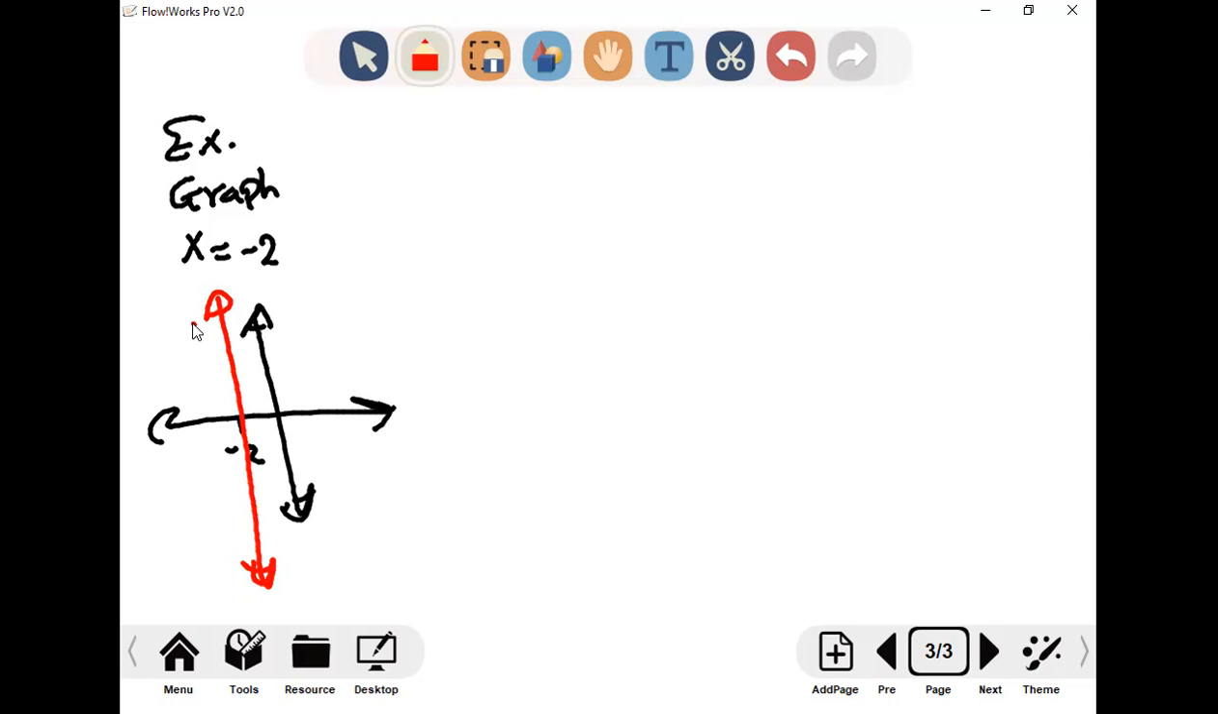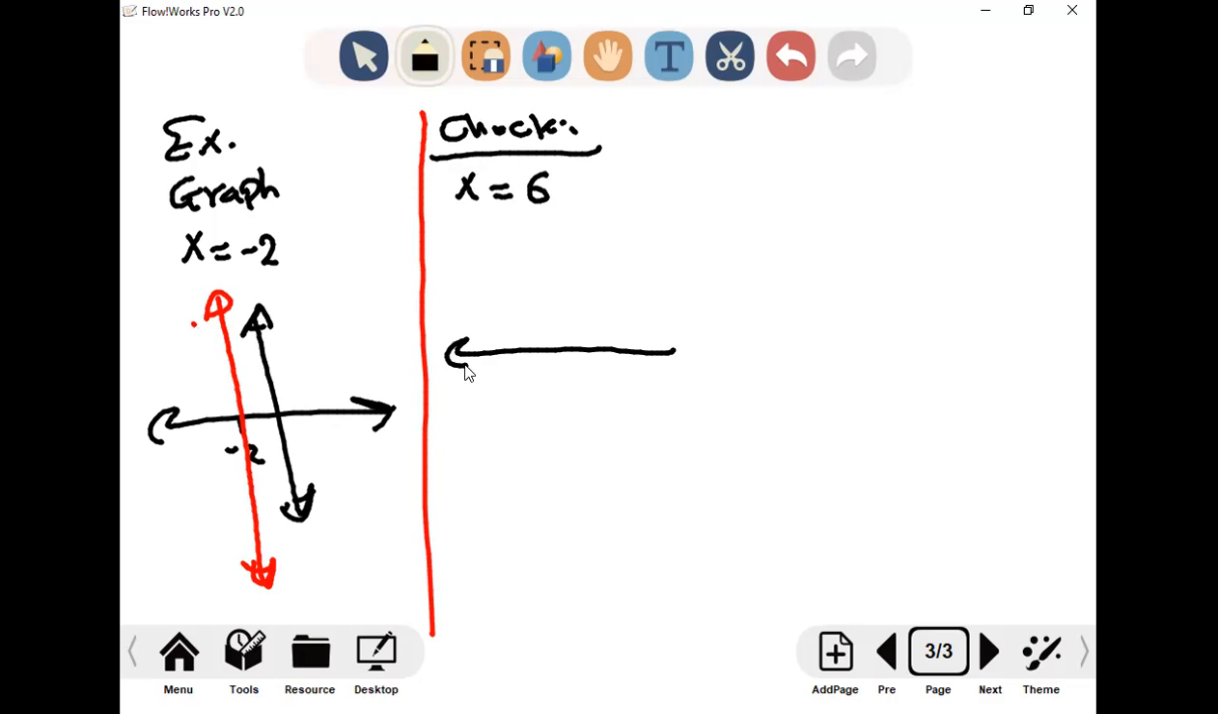Done? Understood? Okay. See the check. Graph x equals 6. Do the check with me. Check after example 4. Graph x equals what? 6. You will go to your coordinate plane at x equals what? And make your line. Don't forget your arrows. Passing it through the point 6.